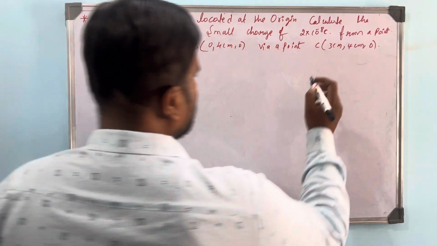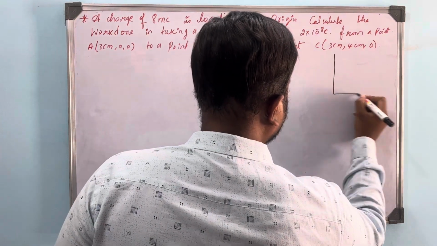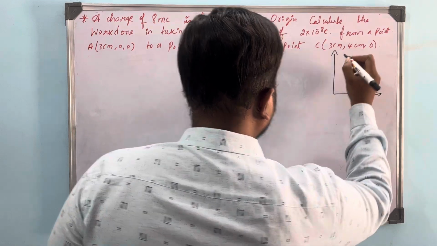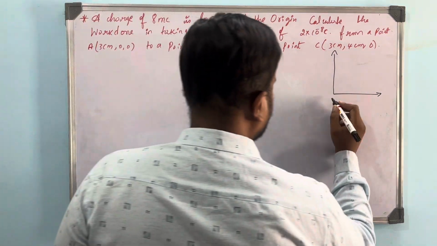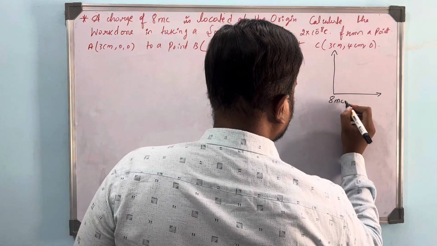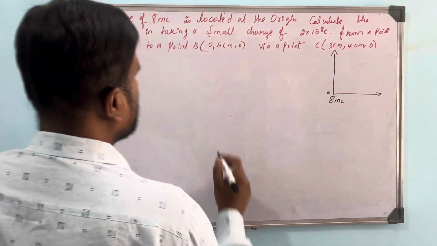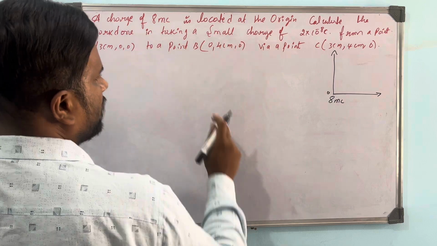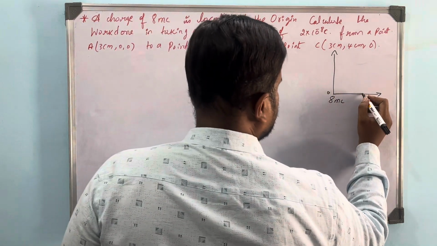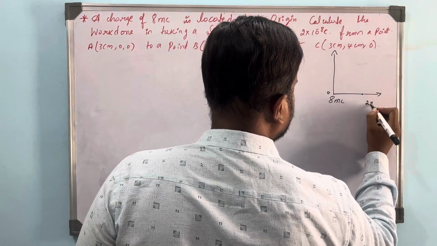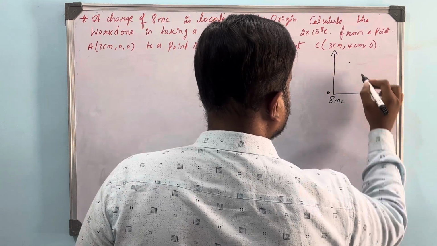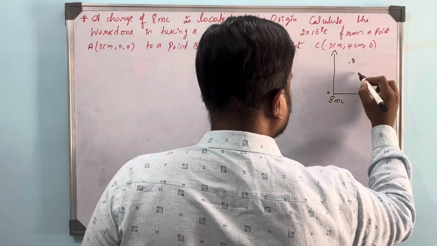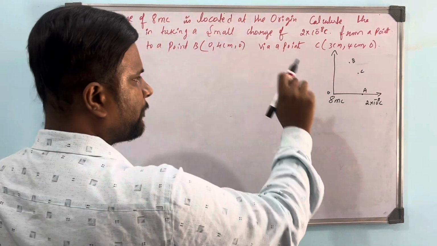Okay. So in order to understand, I will write the diagram here. What they are saying is the charge of 8 microcoulomb is located at the origin. Calculate the work done in taking a small charge, another charge of 2 into 10 to the power of minus 8 coulomb, from the point A to the point B through the point C. Via means through the point C.